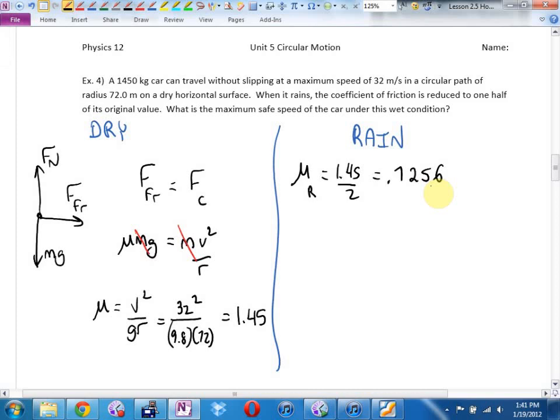Friction equals circular force. It's still going to be mu mg equals m v squared over r. And yeah, Jess, once again, yay, masses cancel. But now we want to get the v by itself. I think it's going to be v equals the square root of mu g r.